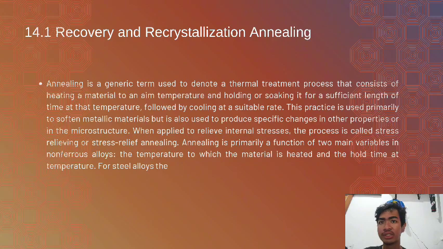This practice is used primarily to soften metallic materials, but it's also used to produce specific changes in other properties or in microstructure. When applied to relieve internal stress, the process is called stress relieving or stress relief annealing. Annealing is primarily a function of two main variables in non-ferrous alloy: the temperature to which the material is heated and the hold time at temperature.